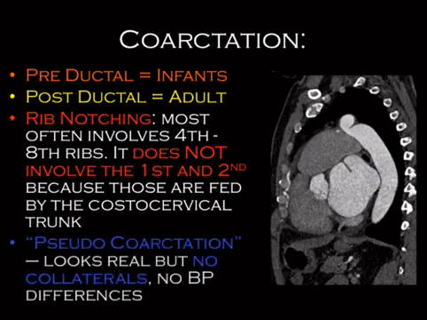There's an entity called pseudocoarctation. If you have a really tortuous looking aorta, sometimes it looks like a coarctation, but the difference between actual coarctation and pseudocoarctation is that there are no collateral vessels and there are no blood pressure differences in the arms or legs or anything like that. Nothing hemodynamically real.